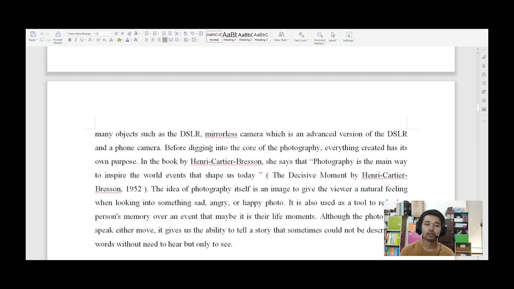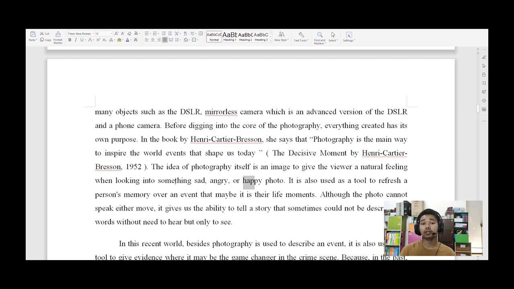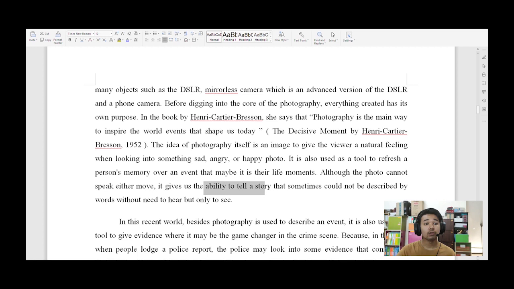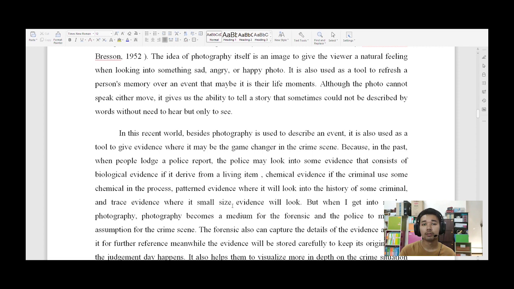The idea of photography itself is to give a view a natural feeling that gives emotion, so that when people see the photo they feel sad, happy, or strong emotions like anger. Although a photo cannot speak or move, it gives us the ability to tell a story, a moment that sometimes cannot be described with words, without a need to hear, but only to see.